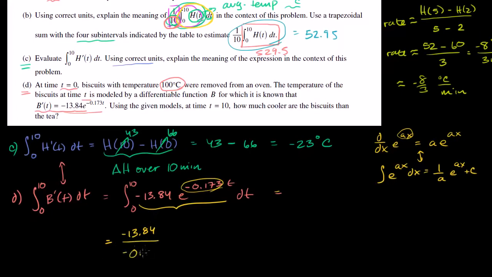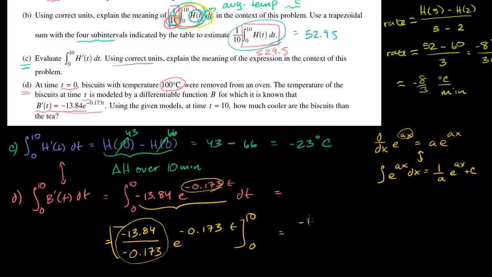So negative 0.173. And you could use your calculator. Calculators are allowed for this part of the problem, but we could do this analytically. Times e to the negative 0.173 times t, and we're going to evaluate that from 0 to 10. So we're going to evaluate it at 10 and subtract from that this thing evaluated at 0. So this is going to be, let me just factor out this part right over here.